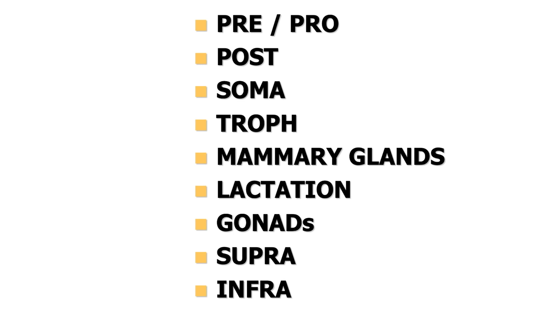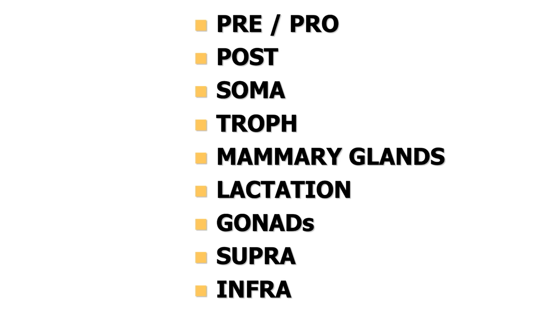Okay. Lastly, you have supra and infra. Supra basically means above and infra basically means below. So, a quick recap of these words. Pre or pro means before, post means after, soma means body, trophic means to stimulate. Mammary glands are those glands that are going to produce milk in the case of mammals. Lactation is the process of production of milk by the mammary glands. Gonads are those reproductive organs which produce gametes. All gonads are reproductive organs, but all reproductive organs are not gonads. Supra means above and infra means below.